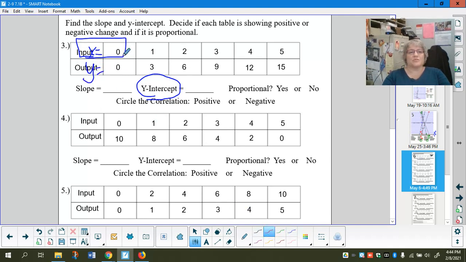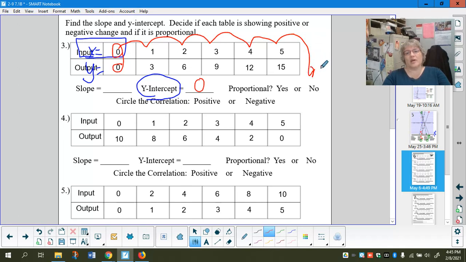So sometimes I do this. Wherever x is 0, that's the y-intercept. So the y-intercept here is 0. Is it proportional? I can say yes without doing anything else because, well, I shouldn't say that. Let me erase that. I don't know if it's a straight line yet. I know it goes through 0, 0, but I don't know if it's a straight line. So I've got to look to see if it's linear. So I'm going to look here. Is this changing by the same amount?